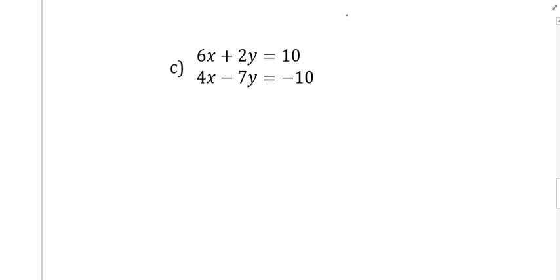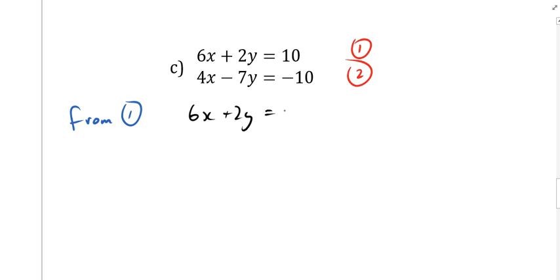They're fairly straightforward. So we're going to pick one from 1, and we're going to solve for y. So 6x plus 2y equals 10. Subtract 6x, subtract 6x. Go ahead and try that. See if you can get that finished.